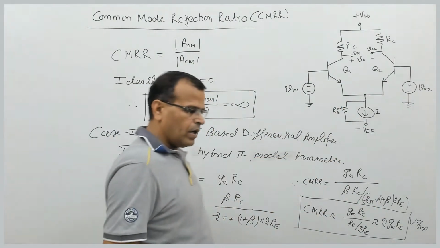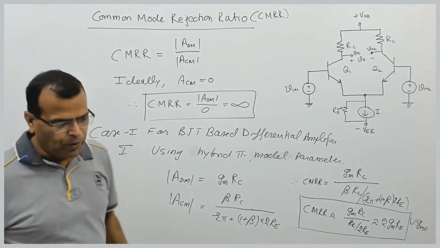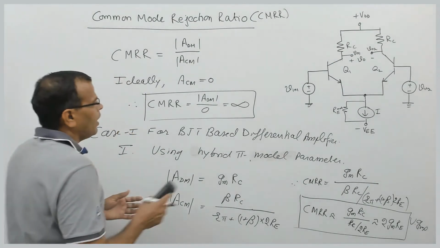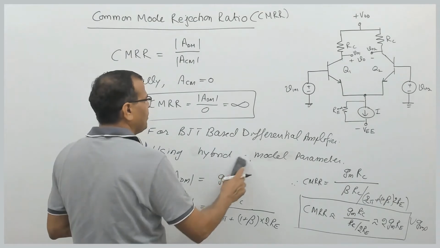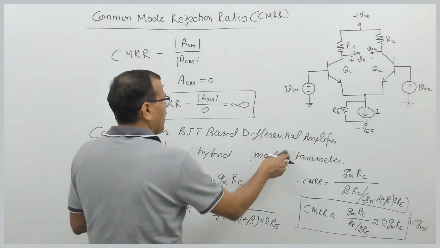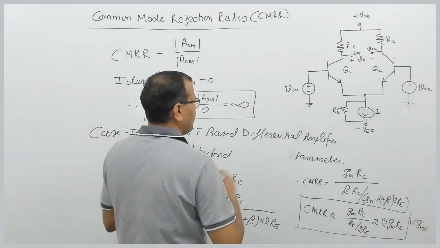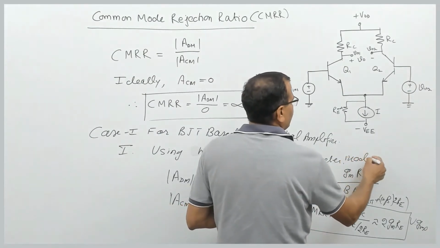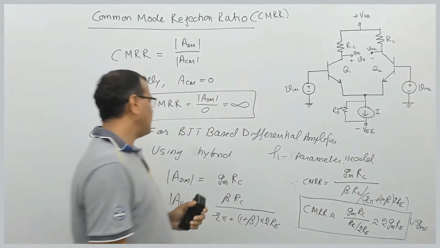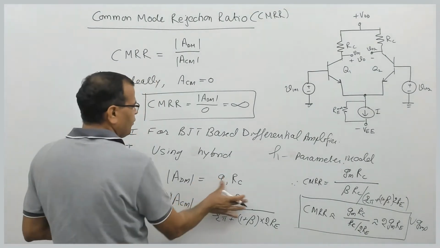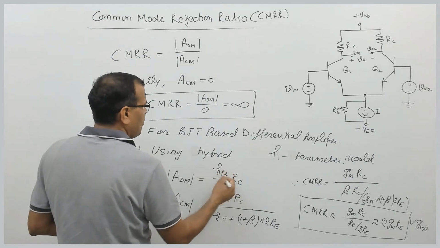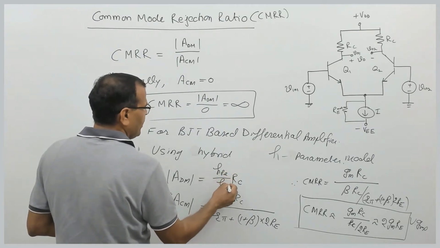So now another point to be observed here is I can use the h parameter model here, and if you remember the h parameter model, in case of h parameter model, the expression of this gain is hfe upon hie.